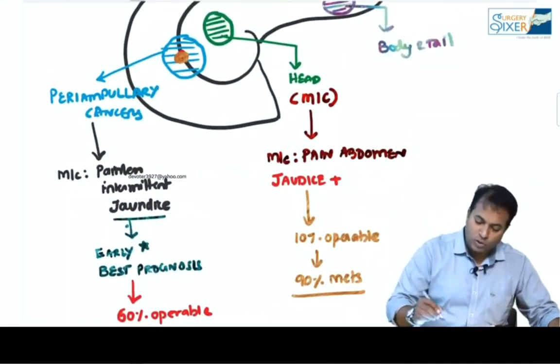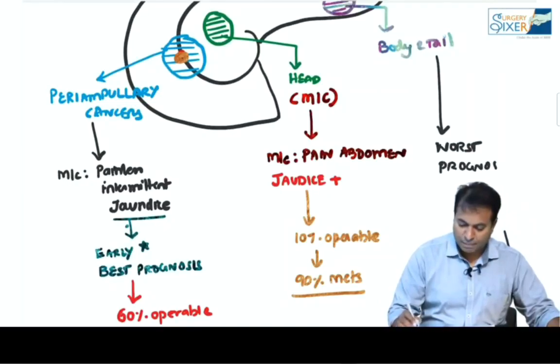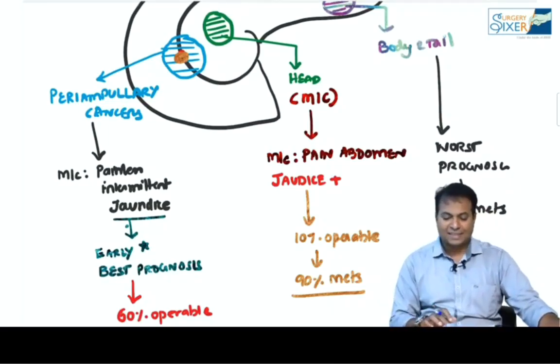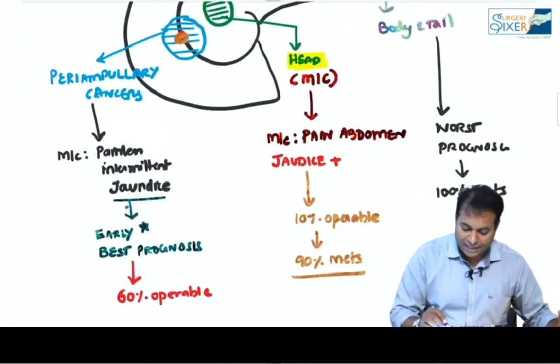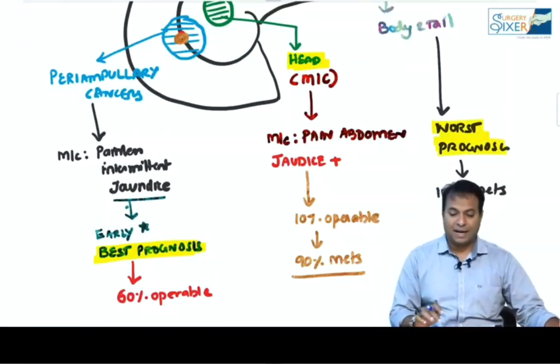Very bad prognosis is seen with body and tail cancer, the worst prognosis. Why? Because by the time they come to the hospital, 100% have metastases. So please don't forget: head of pancreas cancer is the most common, periampullary cancer has the best prognosis, and body and tail pancreatic cancers have the worst prognosis.